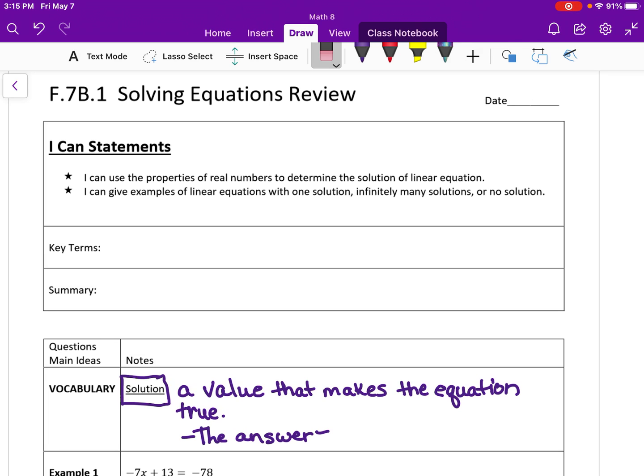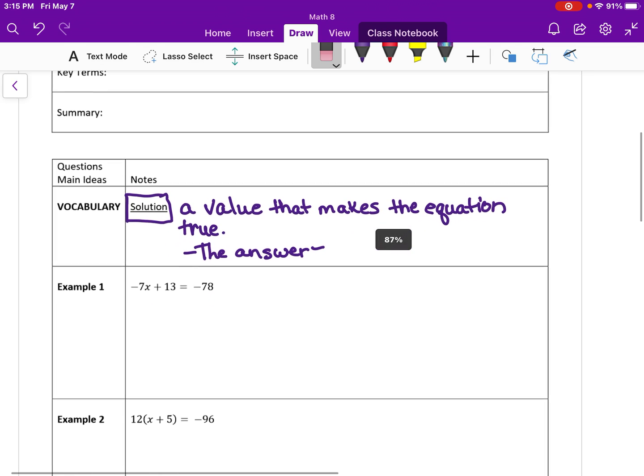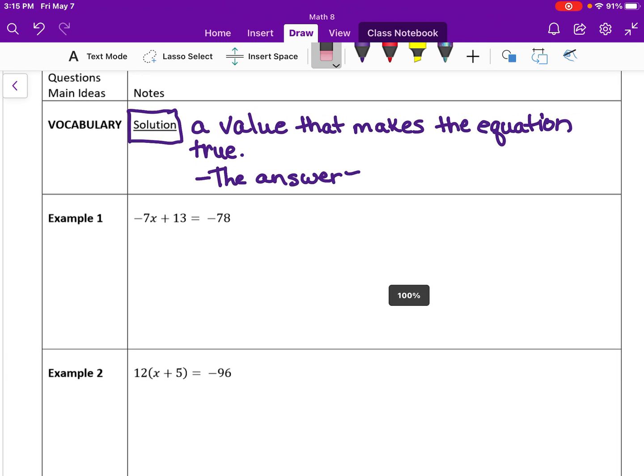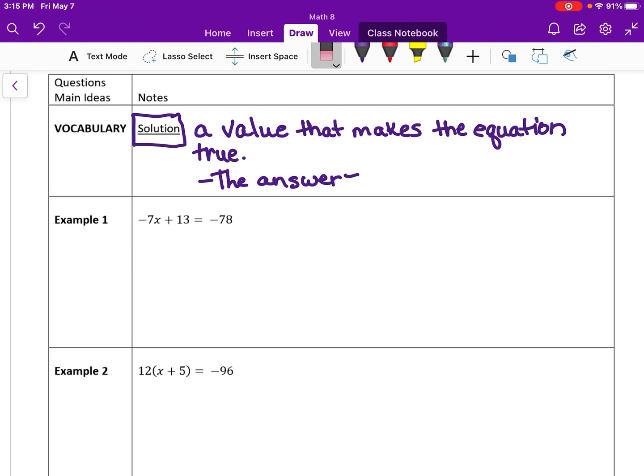So for today, the vocab word that we want to start out with is solution. A solution is a value that makes the equation true. So basically it is the answer. You want to find the correct answer. A value that makes the equation true.